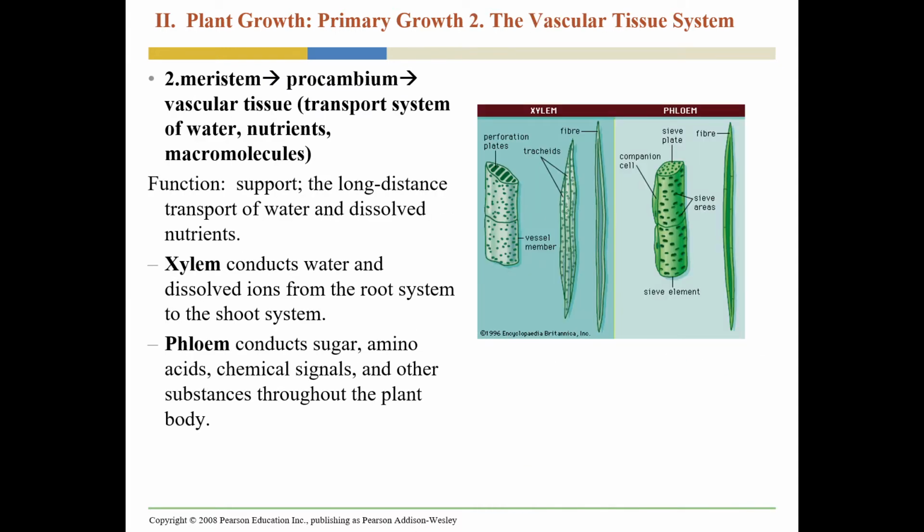The second type of tissue system: you have meristem, and the primary cell it produces is procambium, which then turns into vascular tissue, the transport system, the xylem and the phloem. As discussed earlier, this is the transport system for the plant, which carries water, nutrients, and the products of photosynthesis to and from the plant: the xylem and the phloem.